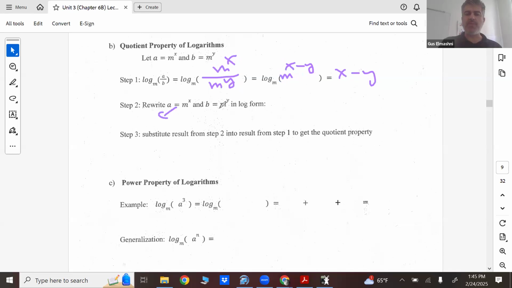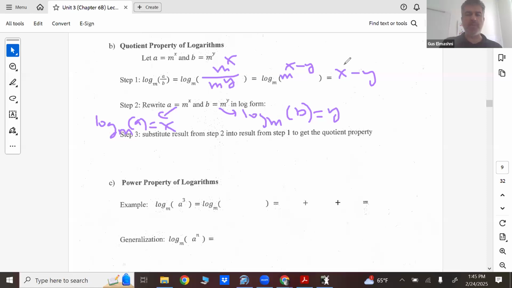Okay, this is the part where I think you guys are getting lost. And again, it's the afternoon, I get it. But A equals M to the X. How do I write this as a log equation? Log base M of A, good, equals X. Remember, the whole purpose of logs is isolating exponents. Same thing here. Log base M of B equals what? Y.